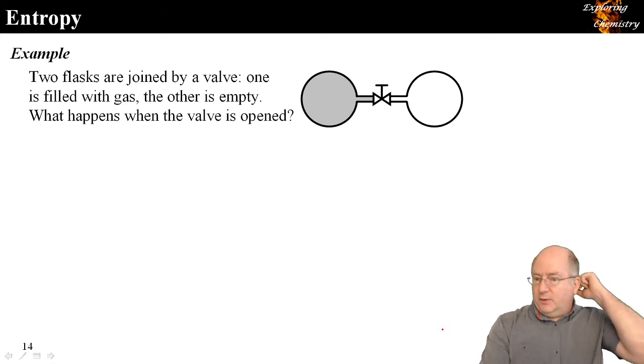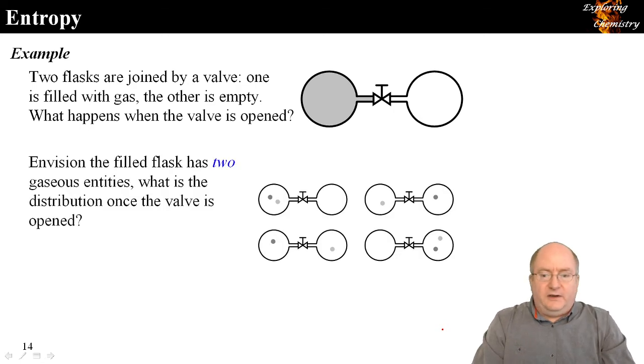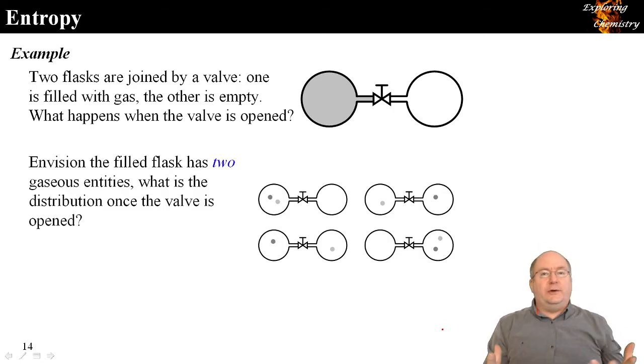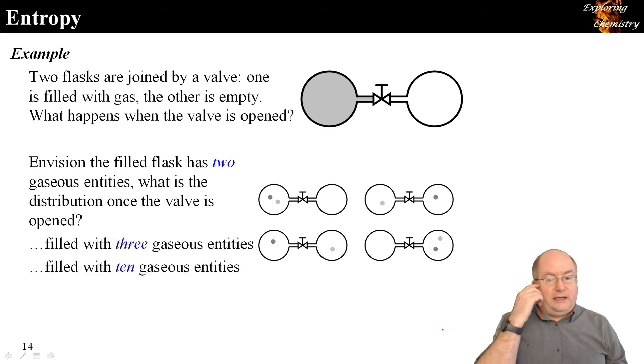Not any observable quantifiable amounts? Well, let's prove that. So envision the flask now has 2 gas molecules. We just did it with coins, but with 2 gas molecules, you get the same distributions. You get both in one side, both in the other side, or 1 in each. We can do it with 3. We can do it with 10 gas molecules.